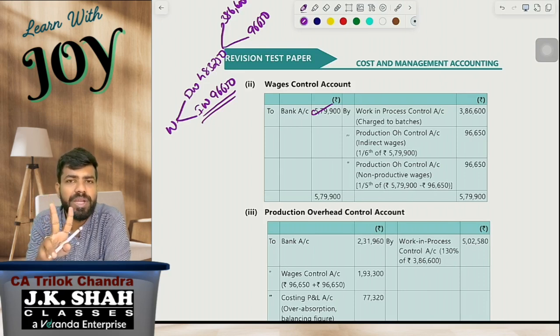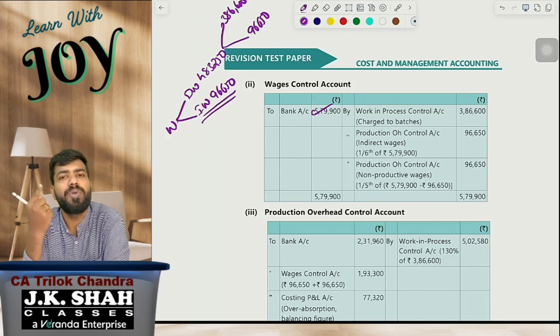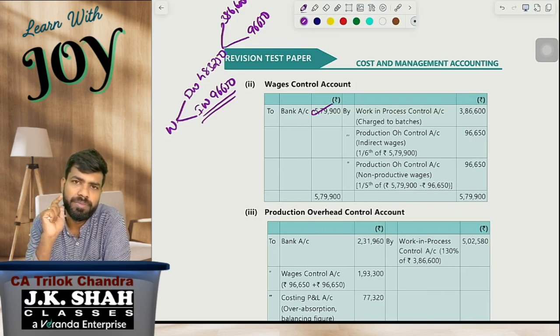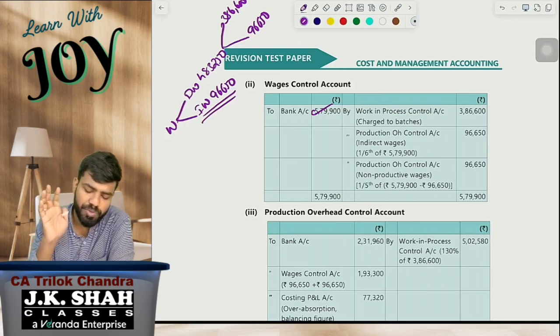Idle time can be of two types: normal idle time and abnormal idle time. If it is abnormal idle time, we will transfer it to the P&L account. If it is normal idle time, we will transfer it to the production overhead account, to recover it from the customers. To recover it from the customer, we charge it to production overheads.